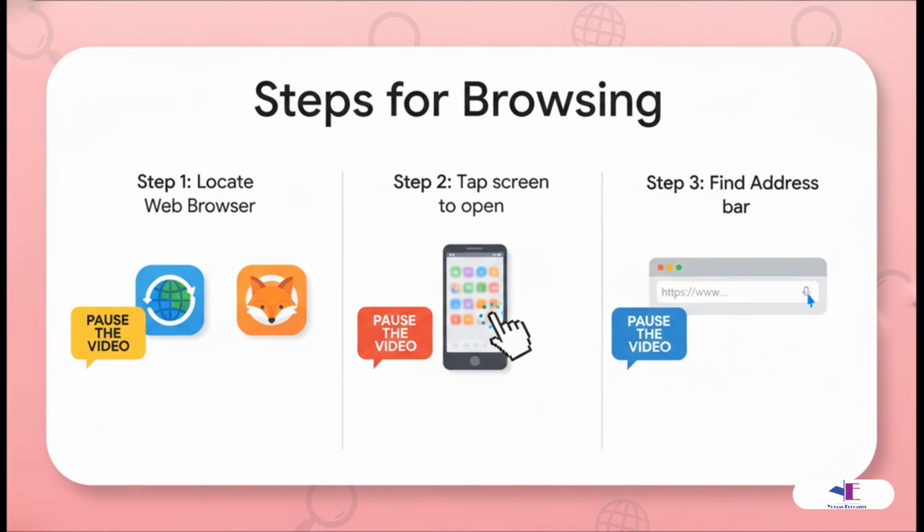And to access it, you need a specific app called a web browser. This could be Google Chrome, Firefox, Safari, whatever you prefer. You'll want to locate that specific icon on your home screen, tap the touch screen to open it up, and then look right near the top of the app for the address bar, sometimes called the URL box. That is where we tell the browser exactly where we want to go.